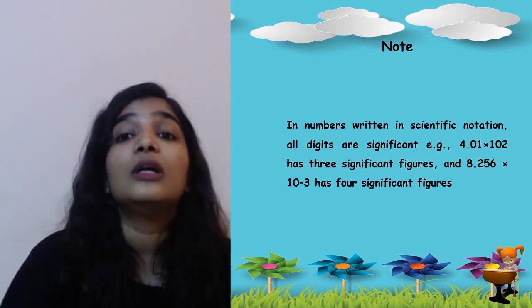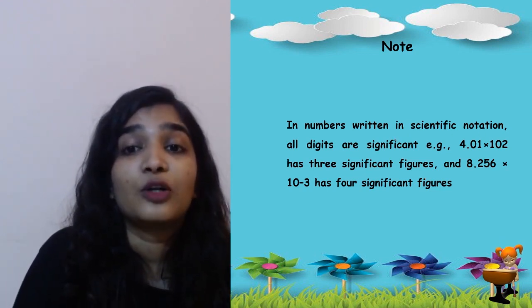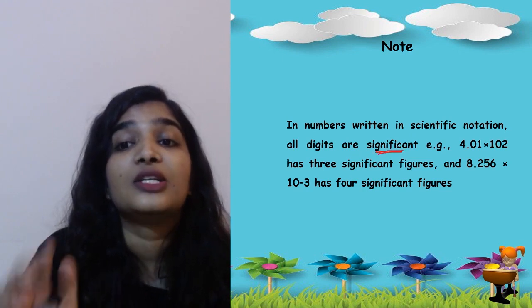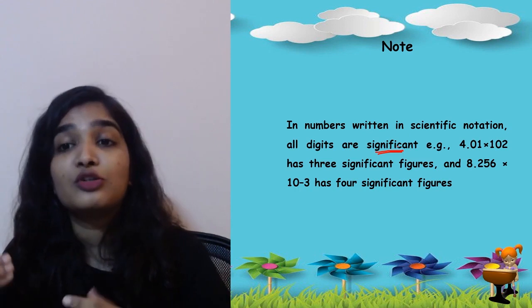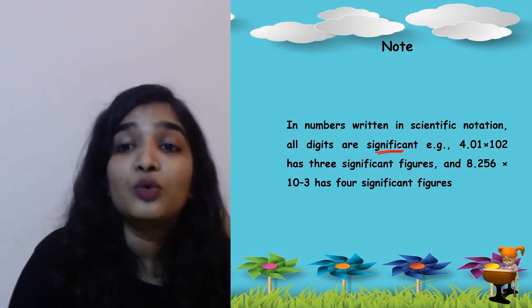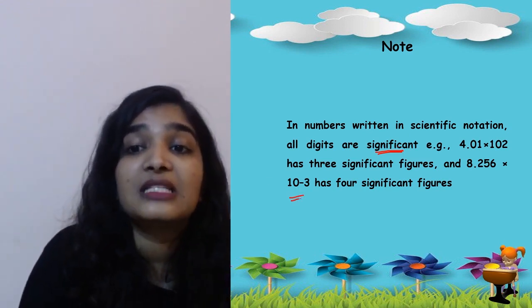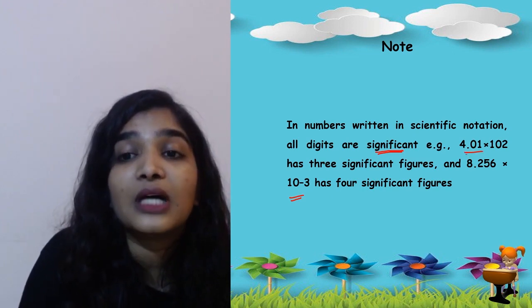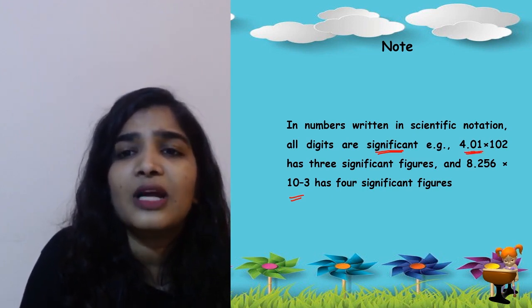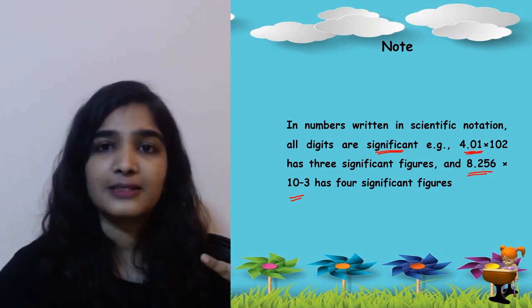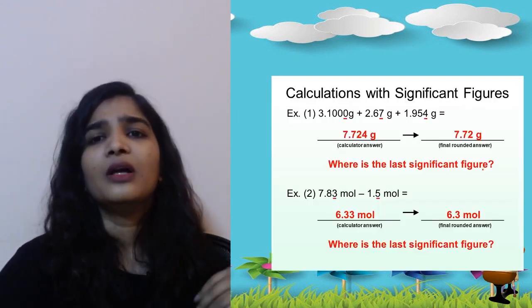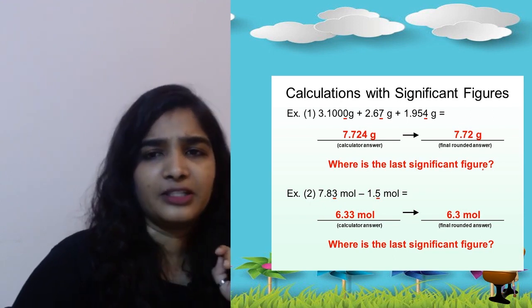Note, which is important, in numbers written in scientific notation, all digits are significant. 4.01 into 10 raised to 2, 8.256 into 10 raised to minus 3, all the digits are considered to be significant. See, here you will have 3 significant figures, here you will have 4 significant figures. Okay, calculation with significant figures.